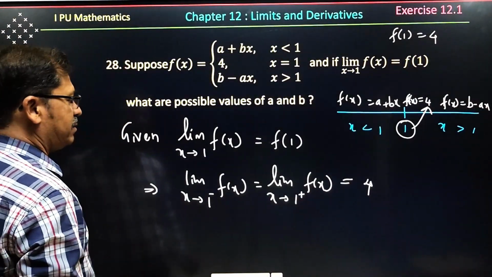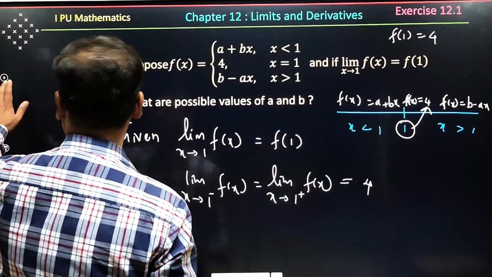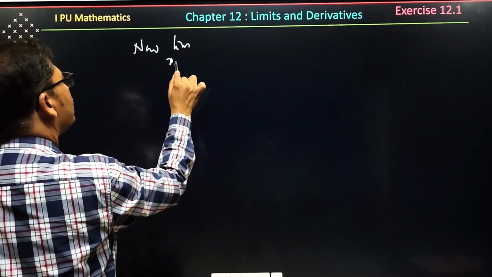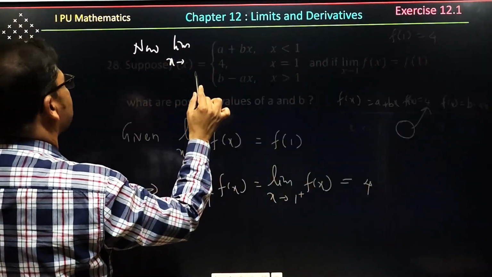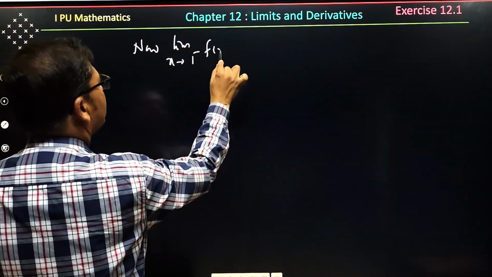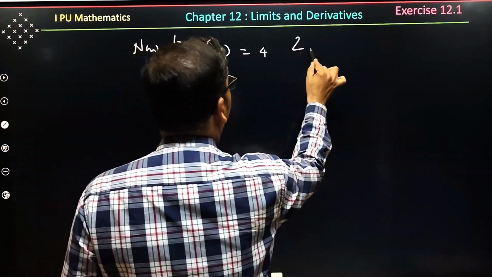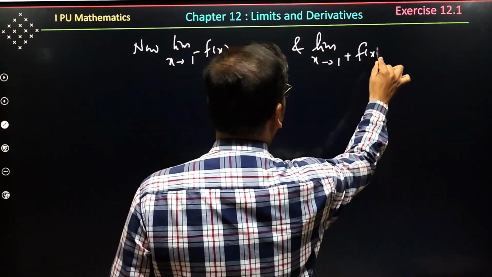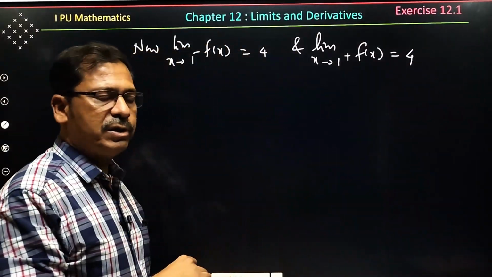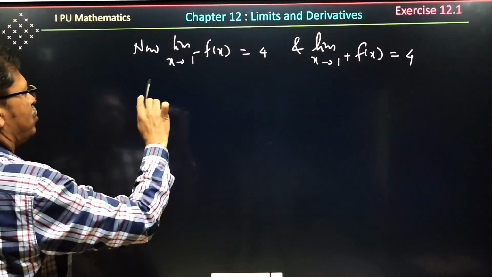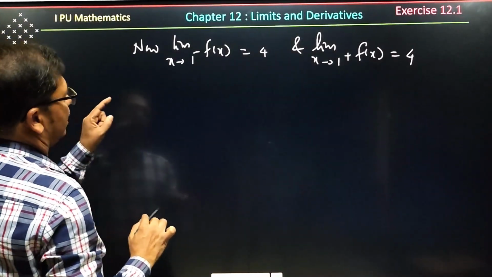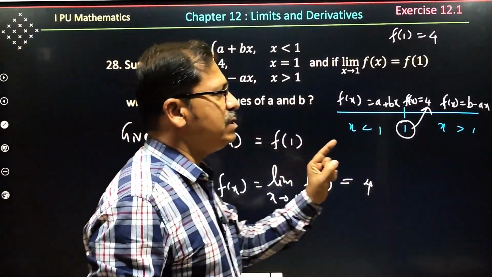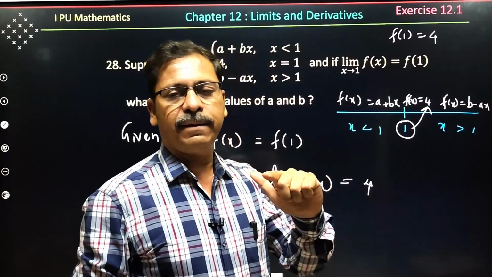Now take LHS. The left hand limit, limit x tends to 1 minus f(x), is tallying with 4, and limit x tends to 1 plus, that is the right hand limit, is also tallying with 4 here according to the previous data. X tends to 1 minus means x is less than 1 or greater than 1?